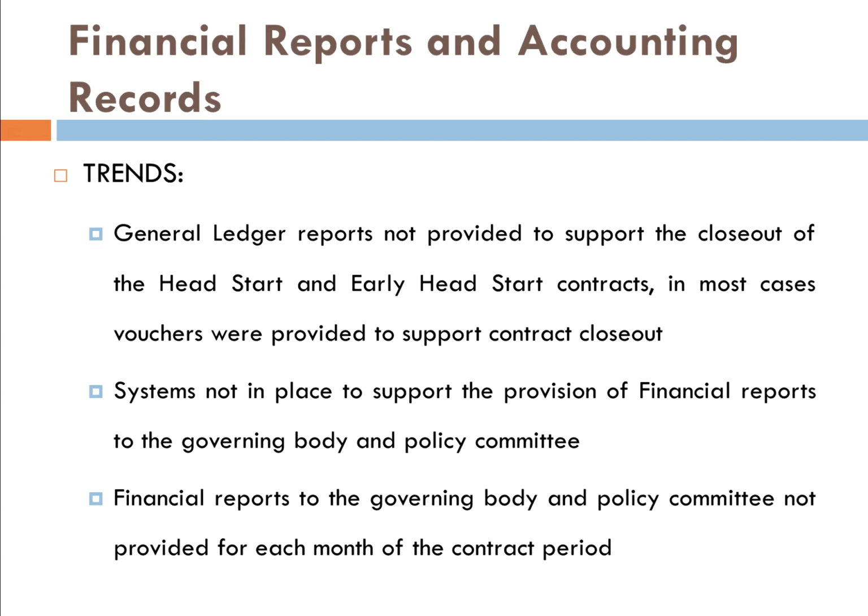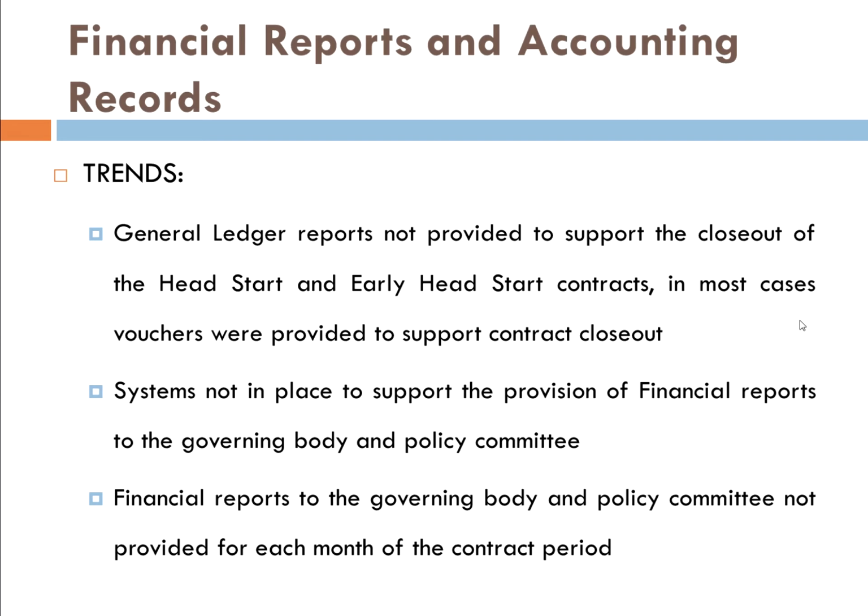So at the conclusion of a contract period, a GL report that closes out that program or that contract, either Head Start or Early Head Start or both, should be generated, and the voucher is then created to be submitted to the grantee for your final reimbursements. And they'll be looking for closeout reports in terms of contract periods. The systems in place to support the provision of financial reports to the governing body.